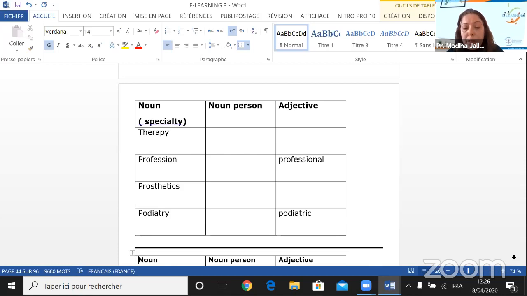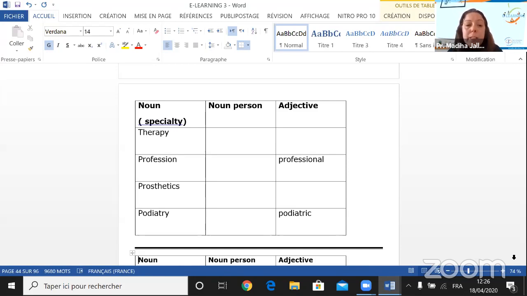We have the physiotherapist, the aquatic therapist. And the adjective is therapeutic. Maybe you don't know the word, therapeutic. We say therapeutic benefit, therapeutic purpose. Profession, the person is a professional, which means a worker. A professional is a worker. Our lesson here is about the allied health care professionals. So the paramedic, the prosthetist, the radiographers, all of them are workers, so they are professionals.